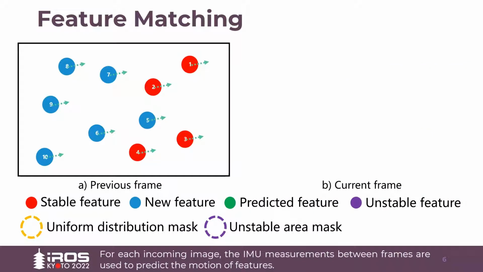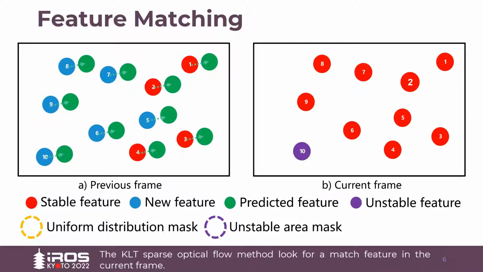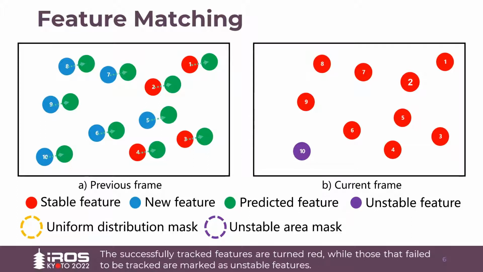For each incoming image, the IMU measurements between frames are used to predict the motion of features. The KLT sparse optical flow method looks for a matched feature in the current frame. The successfully checked features are turned red, while those that fail to be checked are marked as unstable features.